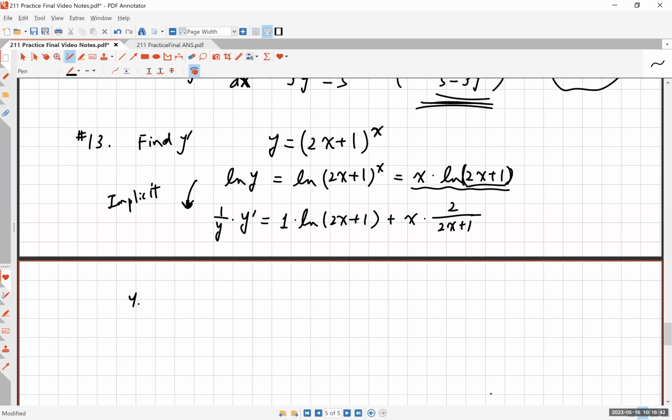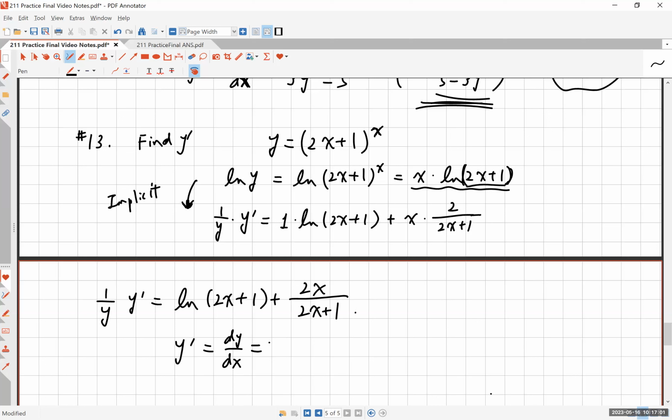So let's go ahead and write this again. 1 over y times y prime is equal to log of 2x plus 1 plus 2x all over 2x plus 1. Okay, so that gives you the answer. Y prime, which you can also write as dy dx, is y times all this, right?